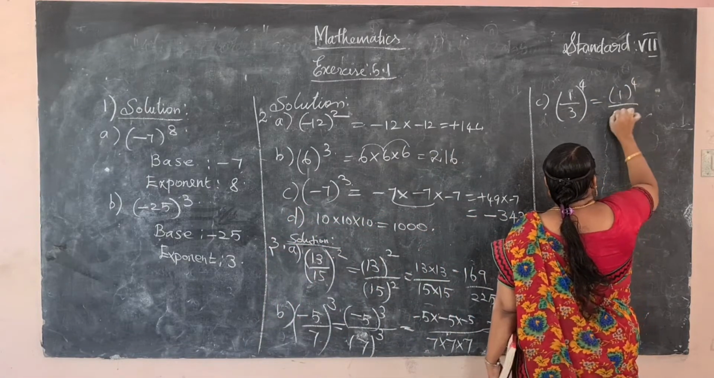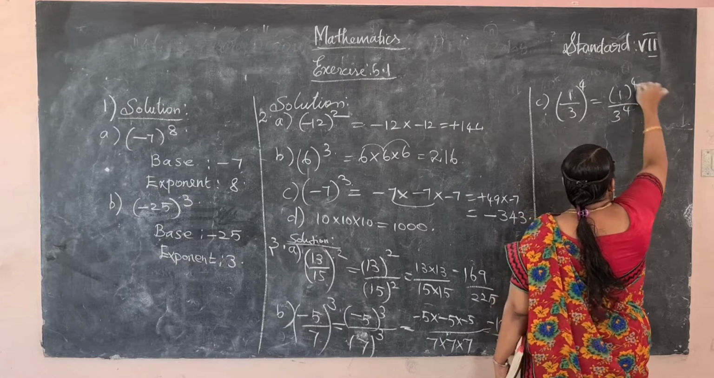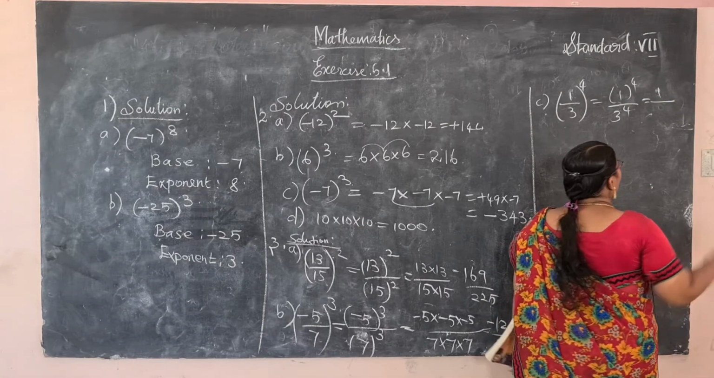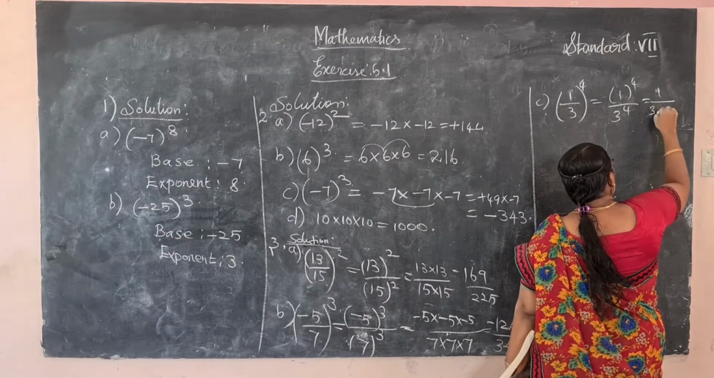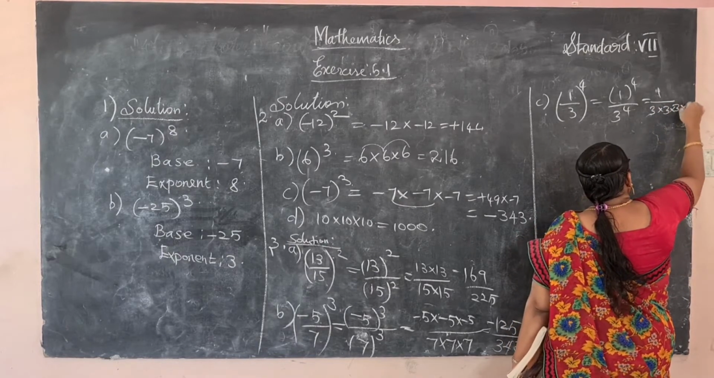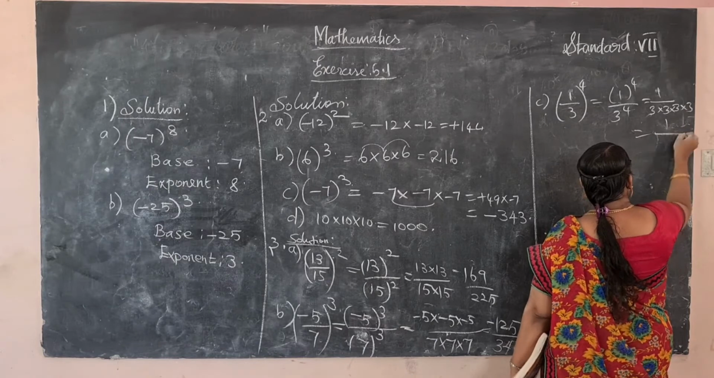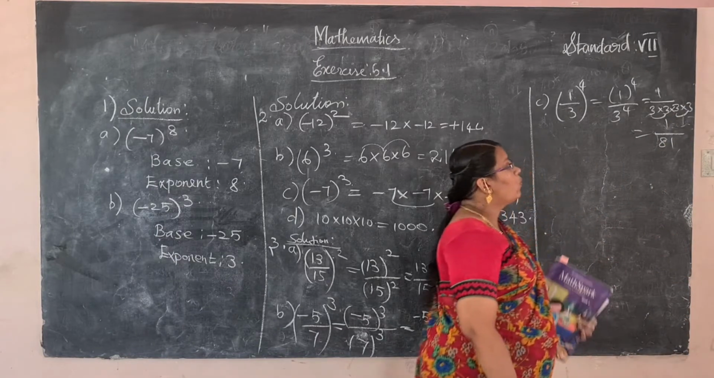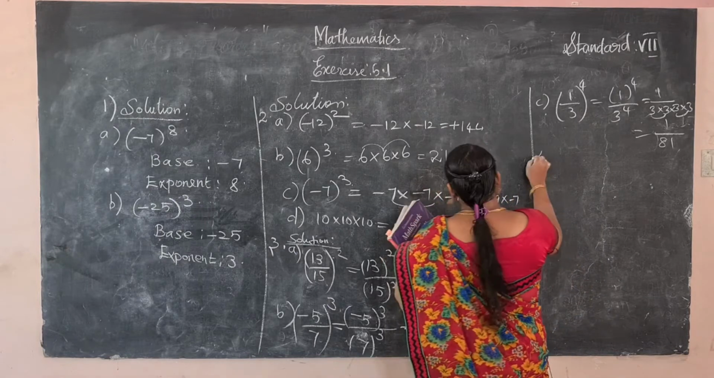And next here, 1 power 4 by 3 power 4. Okay, so 1 multiplied 4 times, we get 1. 3 is multiplied 4 times. So 1 by 9 9s are 81. Okay, and next one, the fourth problem.